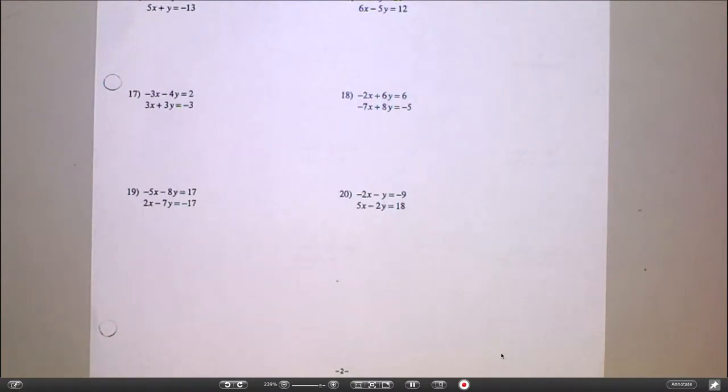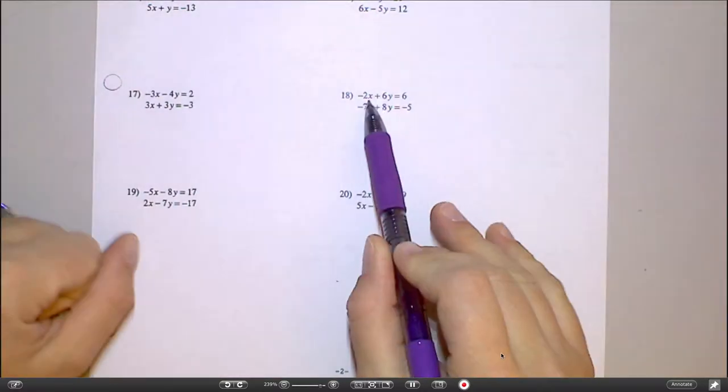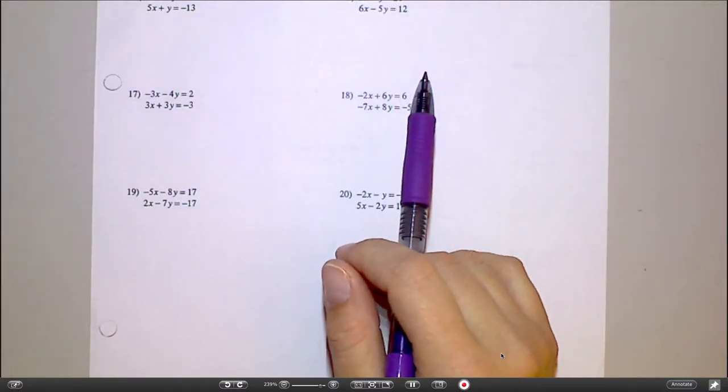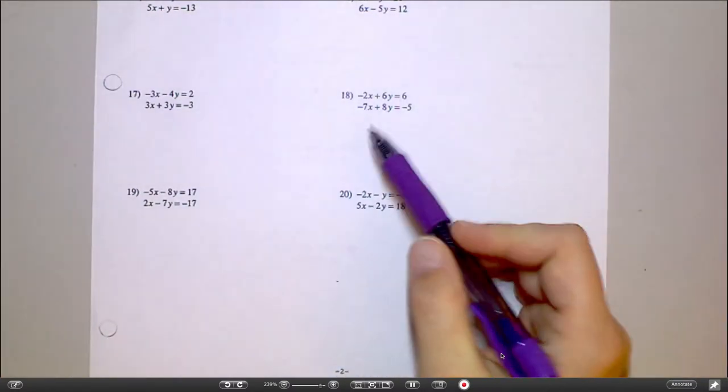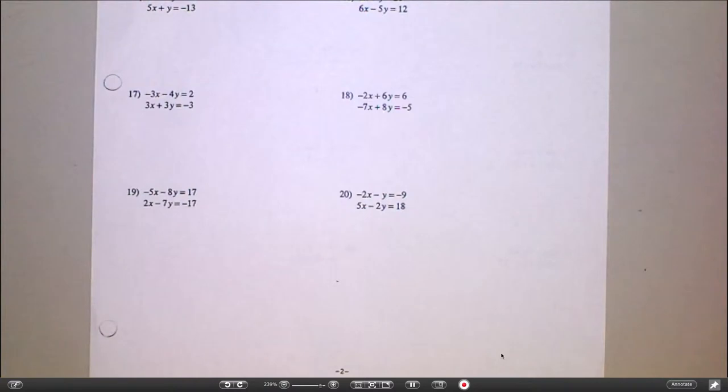So what do you feel like? You want to get rid of x's or y's? X. Okay, x's it is. So looking at my x's, there wasn't a right answer to that, by the way. We could have gotten rid of y's just as easily. If I'm looking at 2 and 7, what could I turn them both into? 14. Okay, but I need one positive and one negative. All right, so I'm going to turn them both into 14, but I want one positive, one negative.